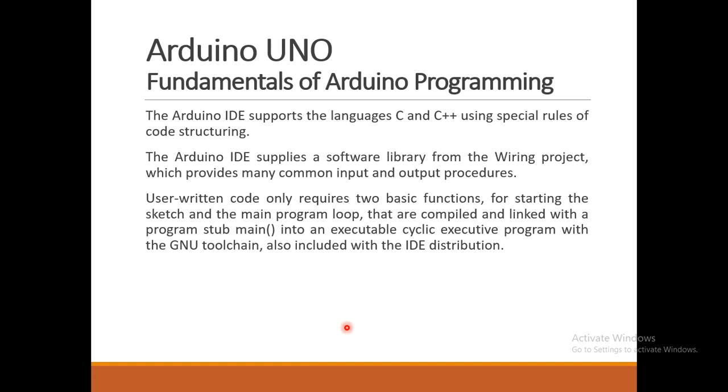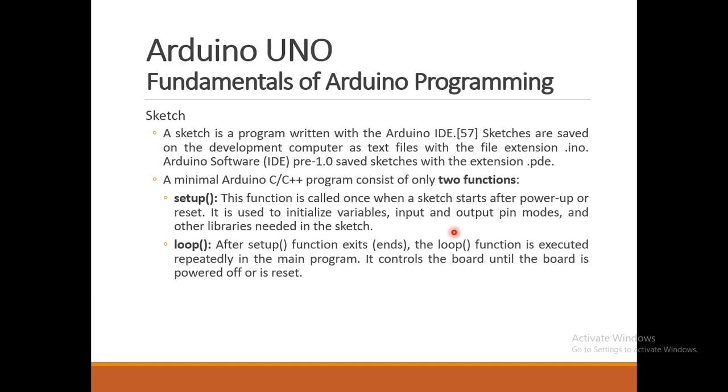So the structure of a program has two parts. The first one is the main part, where you start your main program. Before we see this, we will see the different types of predefined functions available here: setup and loop. These are two predefined functions.